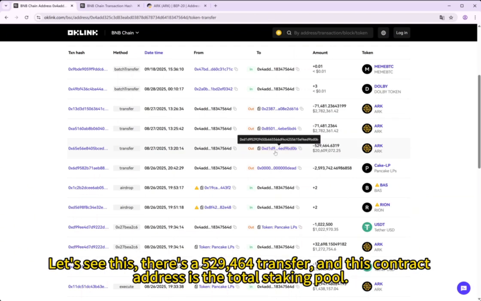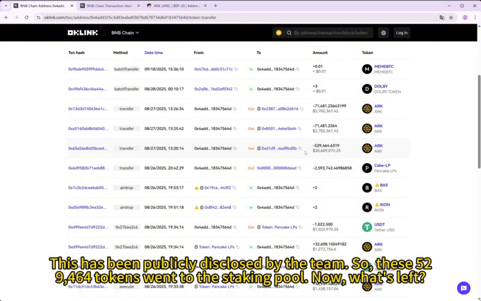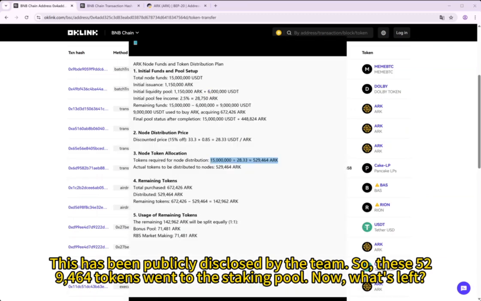Let's see this. There's a 529,464 transfer, and this contract address is the total staking pool. This has been publicly disclosed by the team, so these 529,464 tokens went to the staking pool.